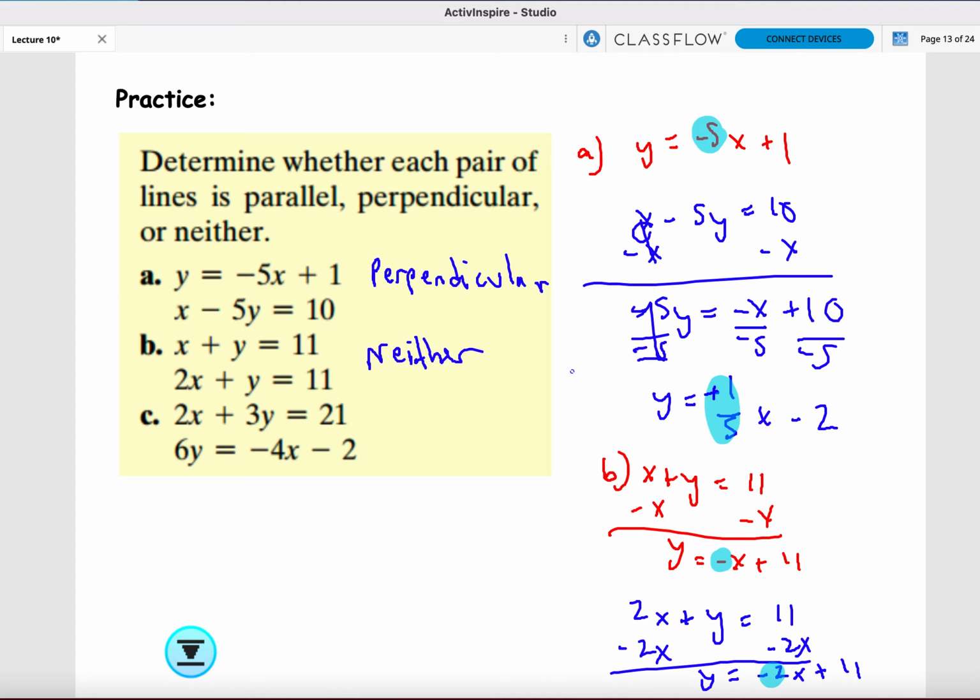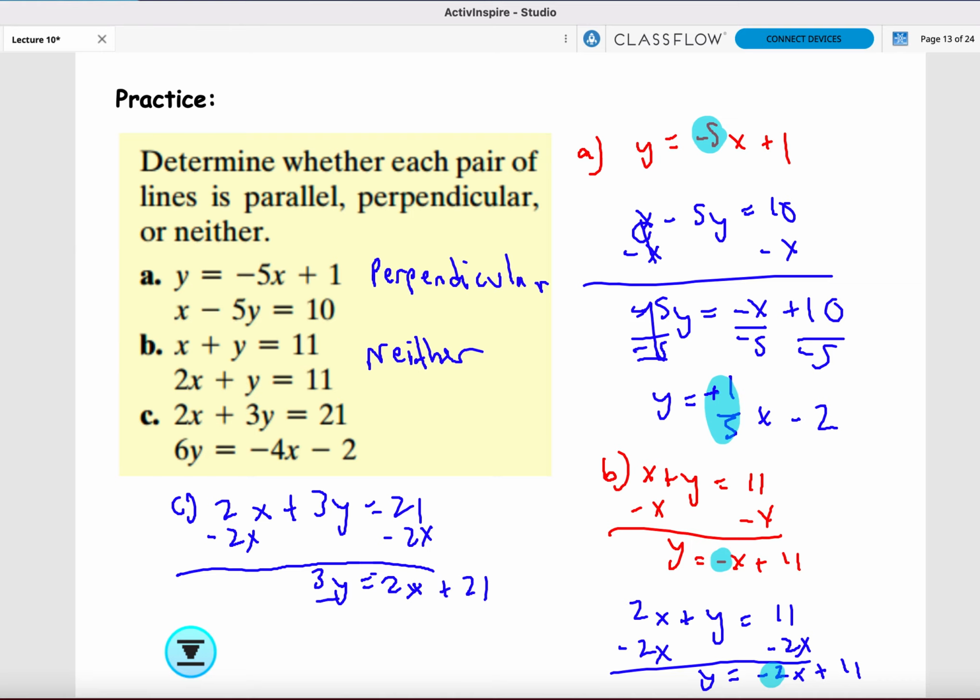All right, last one, C. So we have 2x plus 3y equals 21. I want to get y by itself, so subtract 2x on both sides. So then we get 3y equals negative 2x plus 21. Divide both sides by 3. Remember, it's a negative 2x. So then we get y equals negative 2/3 x plus 7, because 21 divided by 3 is 7, right? So there's negative 2/3 right there.